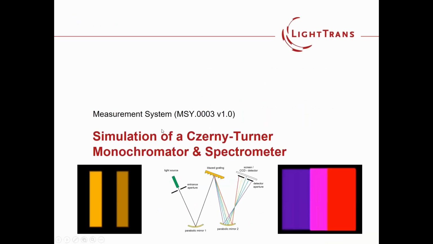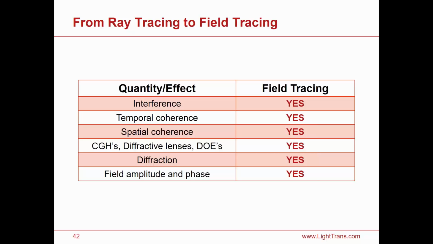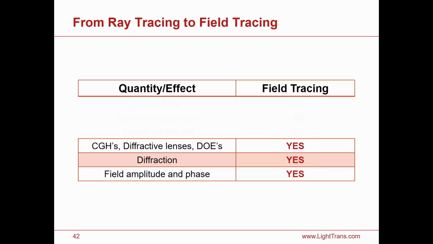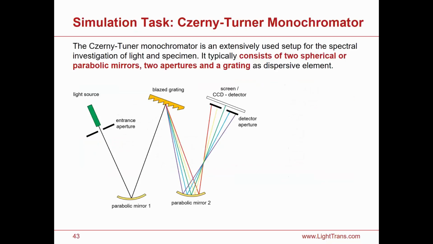And now I want to show you our last example for today. It's the Czerny-Turner monochromator and spectrometer, and this application is a little bit different than both interferometers we have seen before. Now, in this case, we are not interested in interference and coherence, but we are more interested in diffraction because we are using a grating to split the wavelengths of the light we are using. And of course we also want to calculate the field distribution and field values like amplitude and phase.